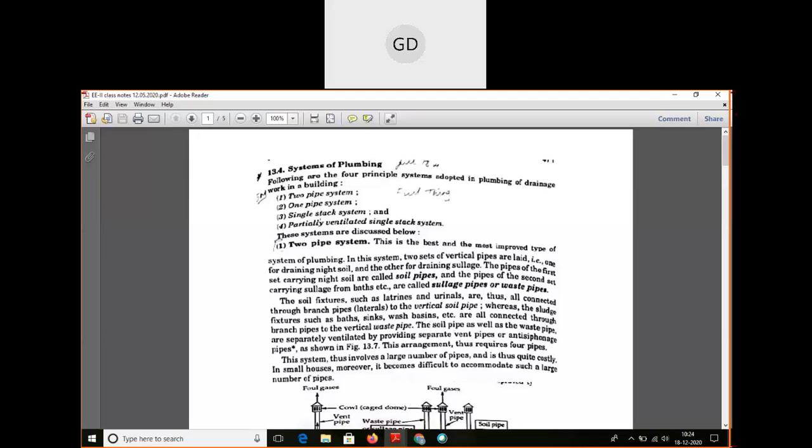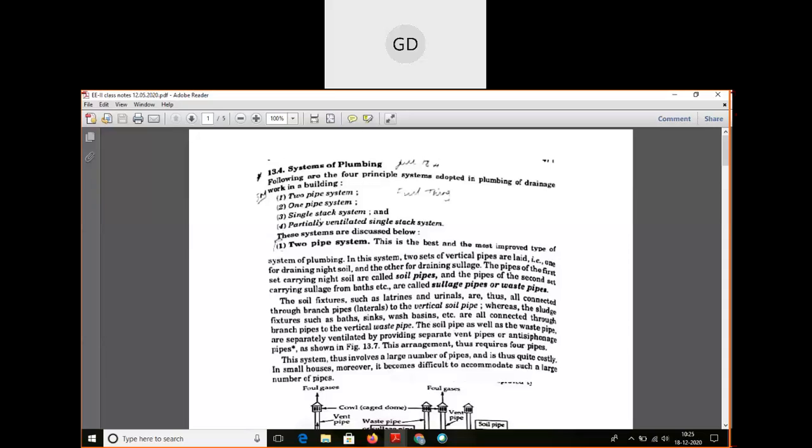Okay, so what is anti-siphonage? We will come to that later. So basically, what is the main thing in your two pipe system? Two vertical pipes are laid; one set of pipe carries your night soil and the other drains the sludge, okay? The pipe carrying the night soil is known as your soil pipe, and the second set carrying sludge is known as your sludge pipe or waste pipe.